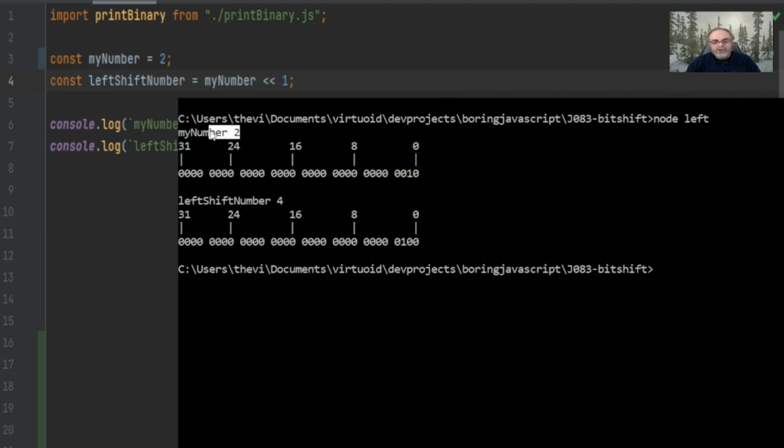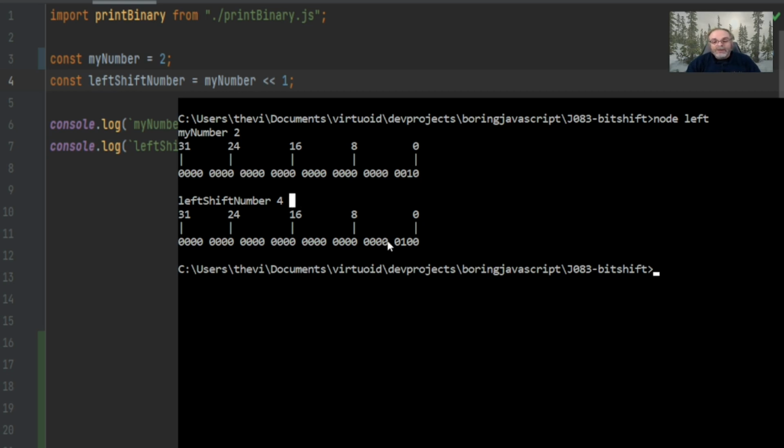So here is my number 2, and that is the binary representation for number 2. Now, how do I know it's number 2? Well, that's 2 to the power of 0, which is a 1, but since it's a 0 there, we're not calculating that. There's a 1 here, so that's 2 to the power of 1, so that's the number 2. So we know that's 2.